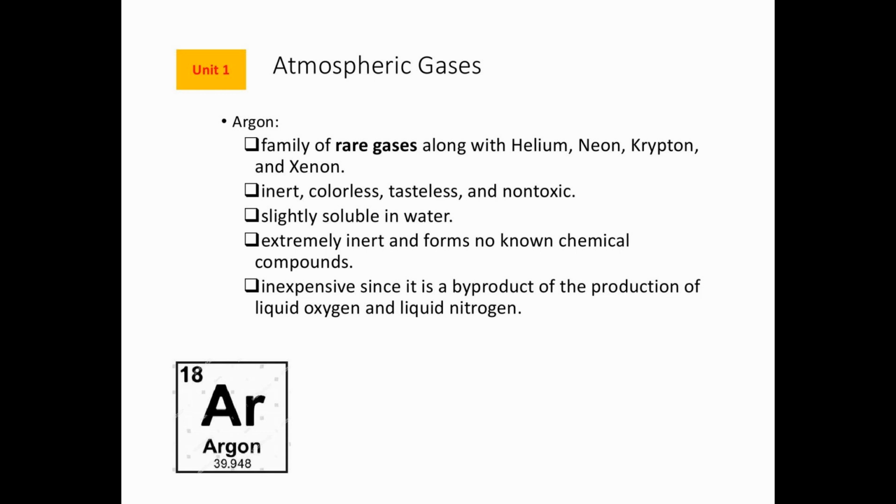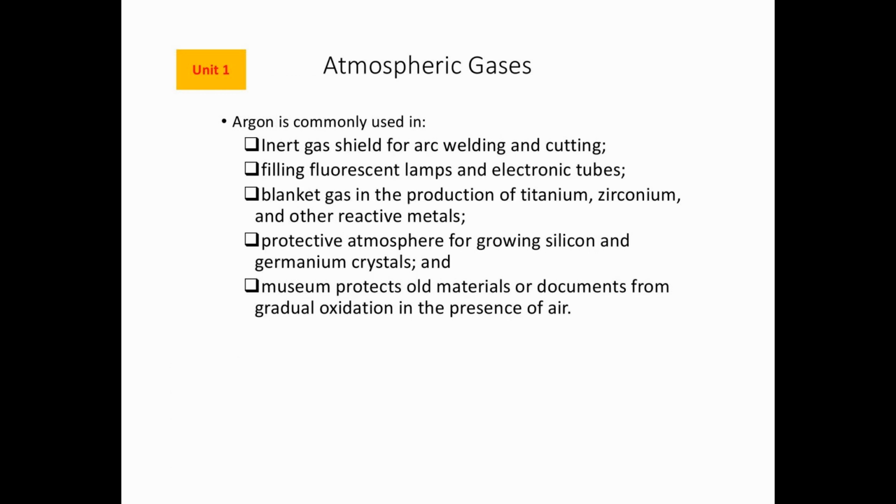Using this basic information, you can calculate the molecular weight of a molecule. Argon is commonly used as an inert shielding gas in welding, for filling fluorescent lamps and electronic tubes. It can be used as a blanket gas in the production of titanium, zirconium, and other reactive metals. It's a protective atmosphere for growing silicon and germanium crystals, and it's also used in museums to protect materials.